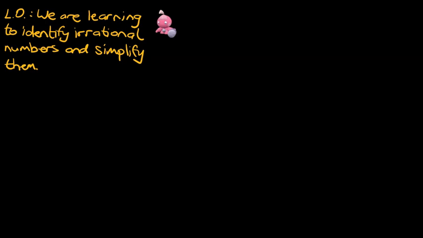Today's learning objective is in yellow, and we are learning to identify irrational numbers, and then following that we're going to do a little bit of work on how to simplify these irrational numbers. So before we get to irrational numbers, we're going to start by discussing another phrase which isn't in our learning objective, but it's called rational numbers.